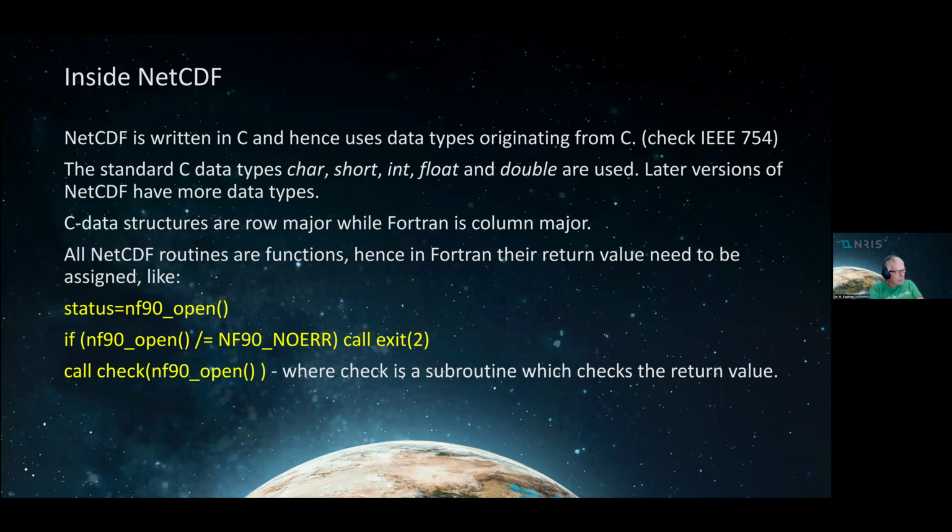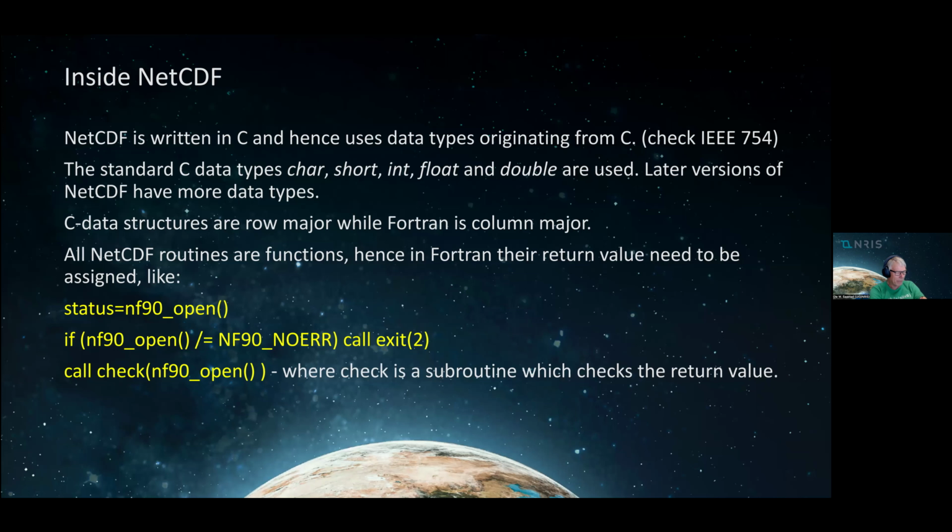All the NetCDF routines are functions. So in Fortran, the return value needs to be assigned. You can't just call a function, that will give an error. So you need to assign it in some way. I have three ways of doing it here. I can say status equals NF90, NF being the prefix for the NetCDF Fortran functions, and the open function. There should go something in there as an argument, but I just omitted that for the example.